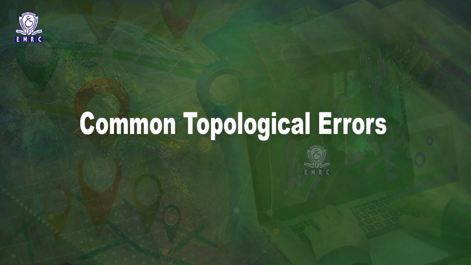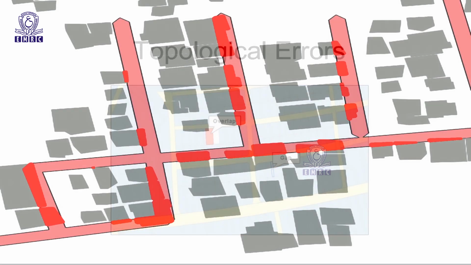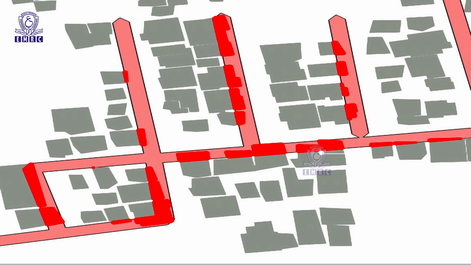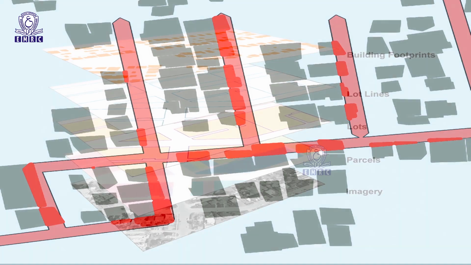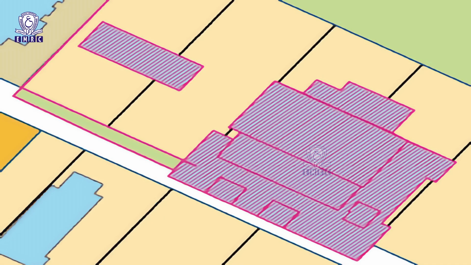Common topological errors. Topology allows the computer to rapidly determine and analyze the spatial relationships of all its included features. In addition, topological information is important because it allows for efficient error detection within the vector dataset.